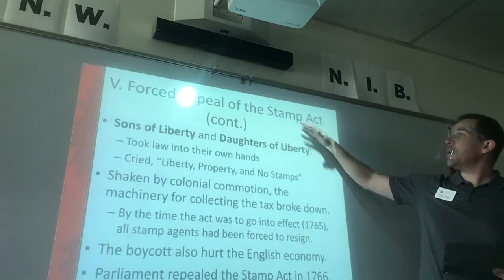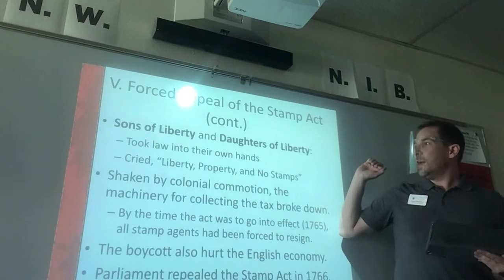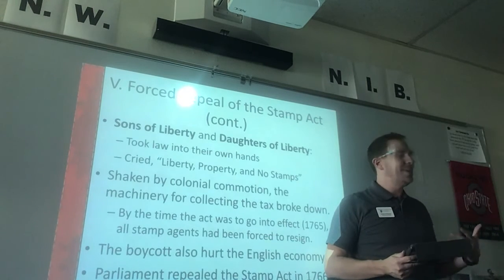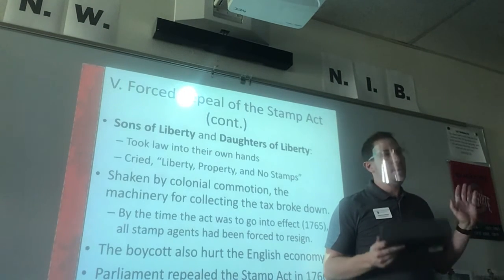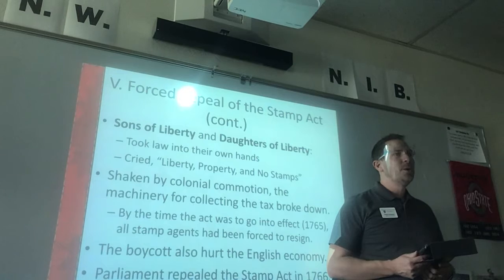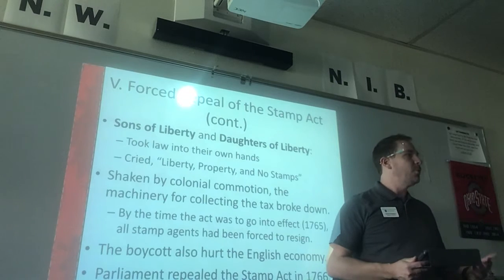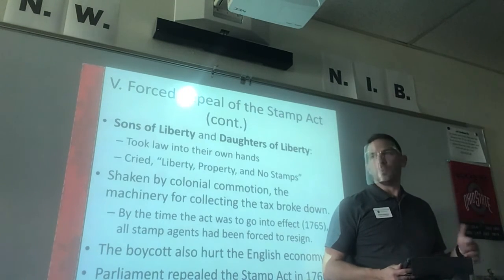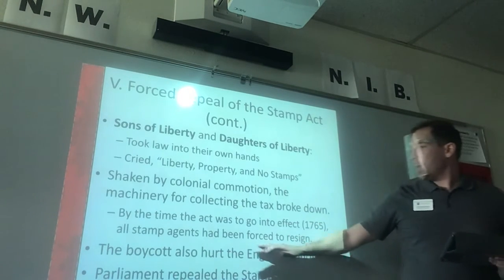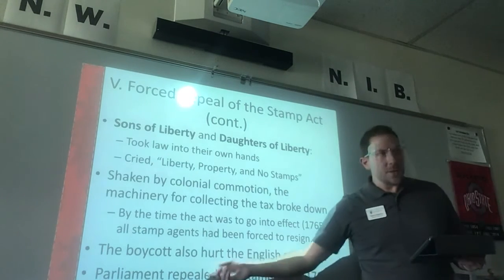So the forced repeal of the Stamp Act really credited the Sons of Liberty and Daughters of Liberty, because they took the law into their own hands. They got violent. A lot of these stamp collectors or stamp tax agents fled for their lives. Their houses were threatened. Their families were threatened. Despite the proclamation, not a single stamp is ever sold in the colonies, because it gets so violent that when it goes into effect, none of the stamp agents will sell. They're afraid to do it. By the time the act goes into effect, all stamp agents have been forced to resign. It hurt the British economy, and so they ultimately repeal it.